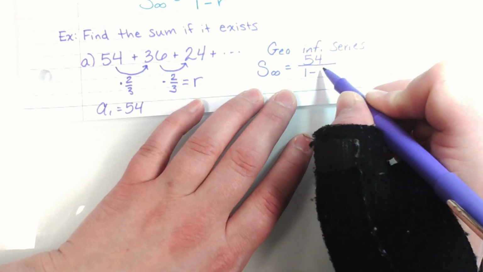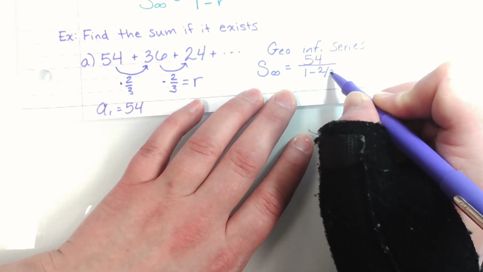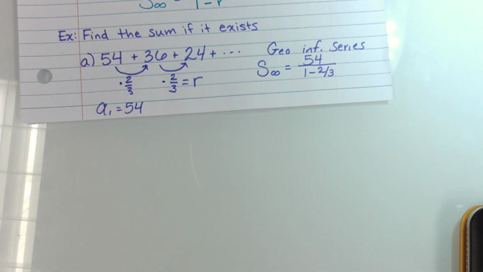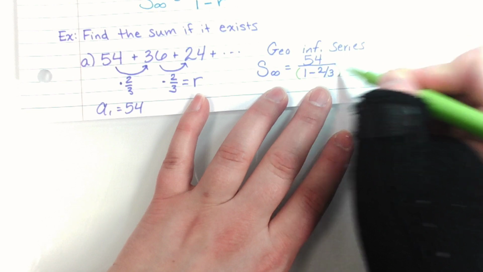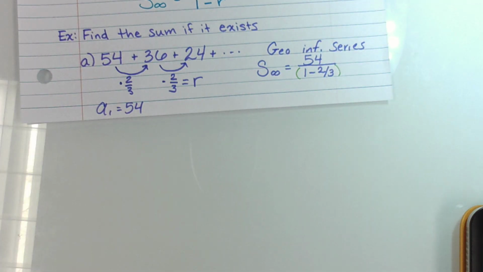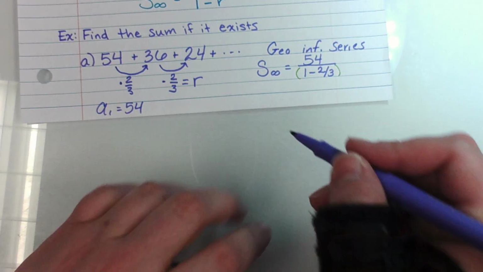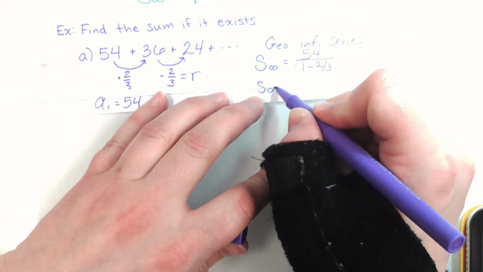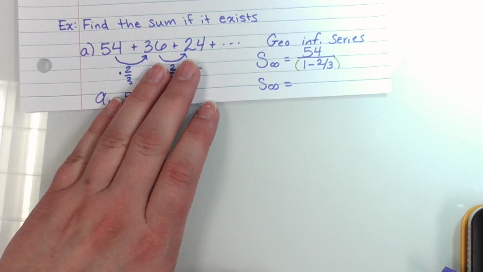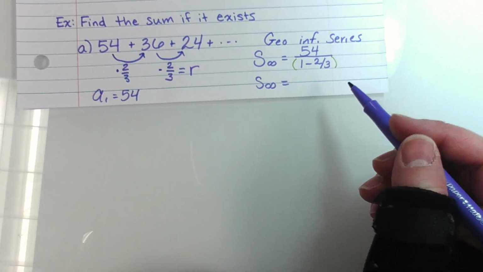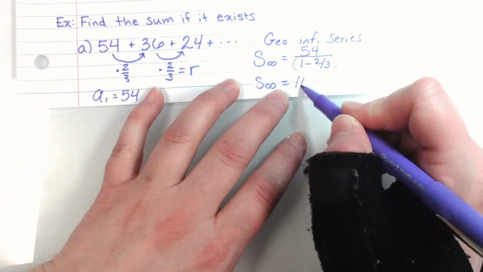Over 1 minus R. We already established R was 2/3. Now before I go typing that into my calculator, what do I need to add? Parentheses around the denominator. S of infinity is what? 162.